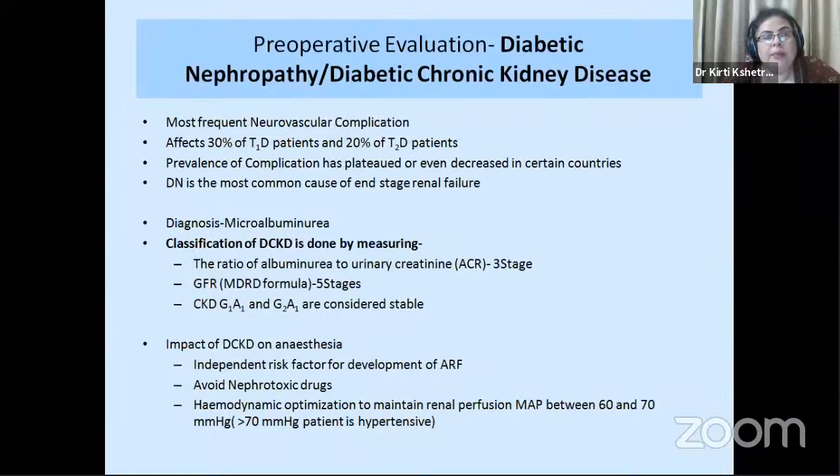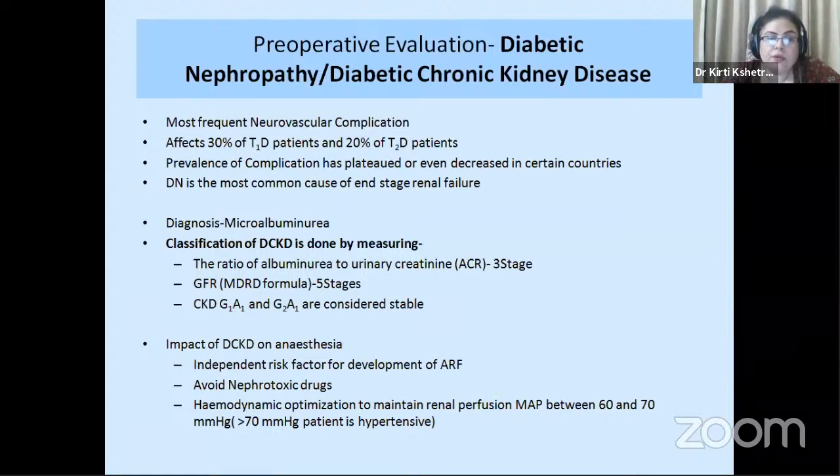Now, diabetic nephropathy, now known as diabetic CKD. Earlier, the diagnosis was based on microalbuminuria. Now it is classified on the basis of albumin to urinary creatinine ratio. It is classified into 3 stages, and GFR is classified into 5 stages. CKD G1A1 and G2A1 are considered stable.